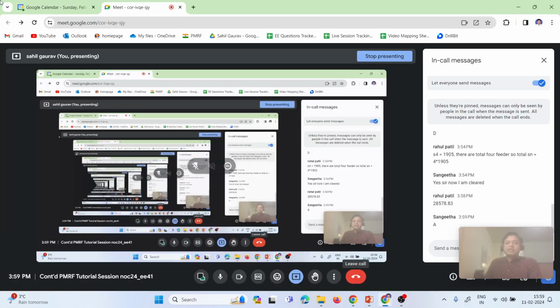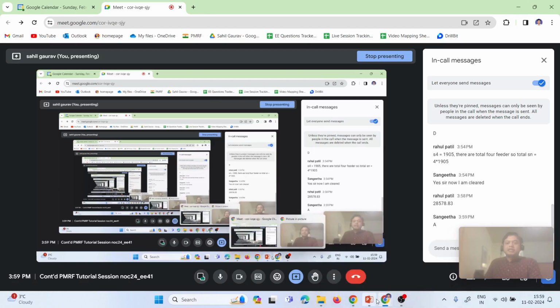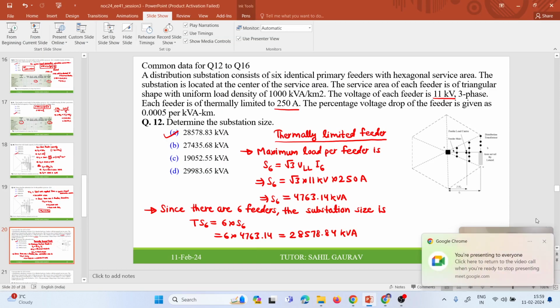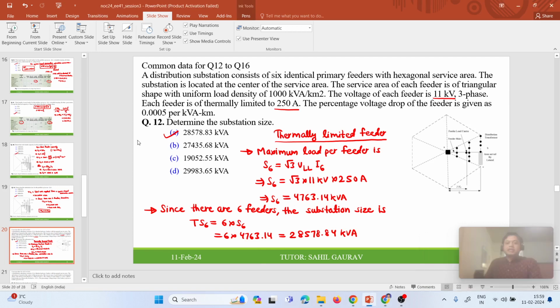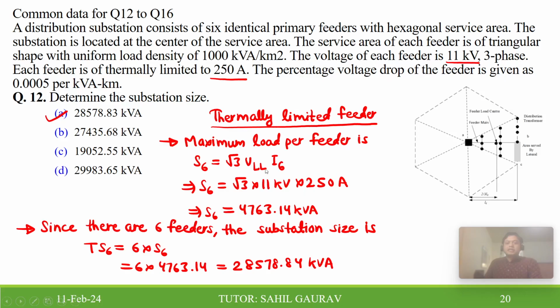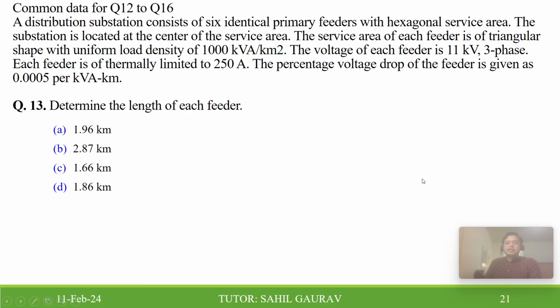Yes, Sangeeta, very good. Rahul, Sangeeta, both are responding. A is the correct answer. Now let us see the next problem. In this problem, determine the length of each feeder. So again we will use the rated capacity of each feeder. From there we can find the length of each feeder.